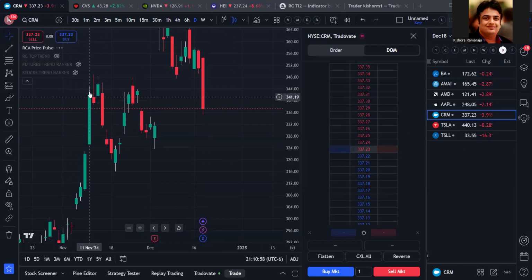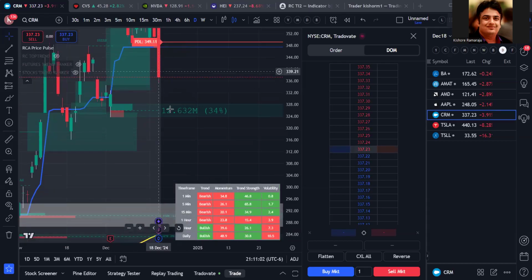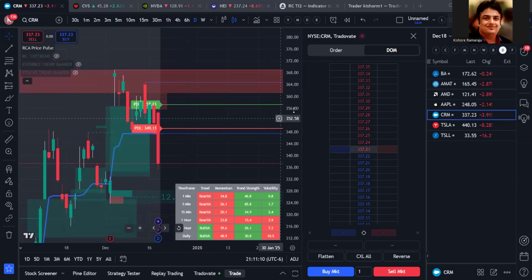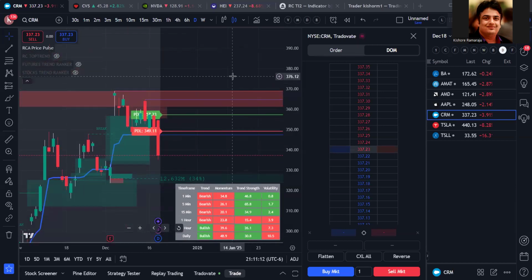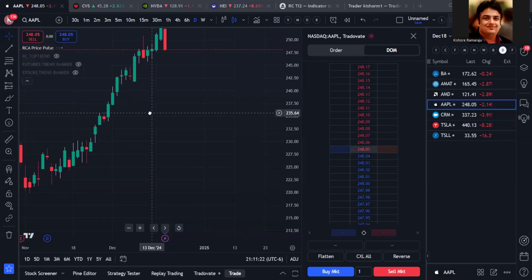CRM, yeah, CRM, if it comes to 324, that is the best time to enter. You can buy long call LEAPS. Then it can go back again to 360, 370. It was very bullish. Today there was a big drop. Apple is still bullish.